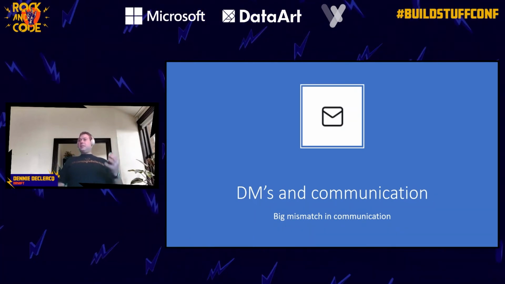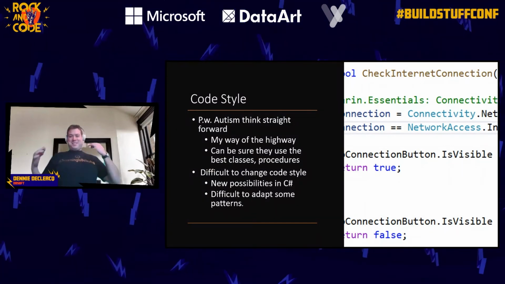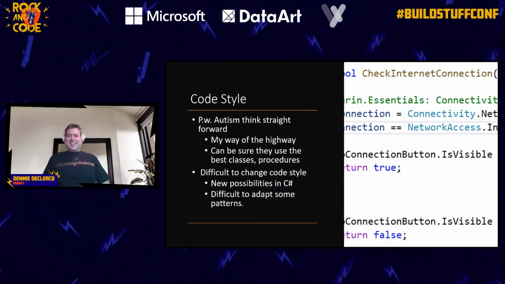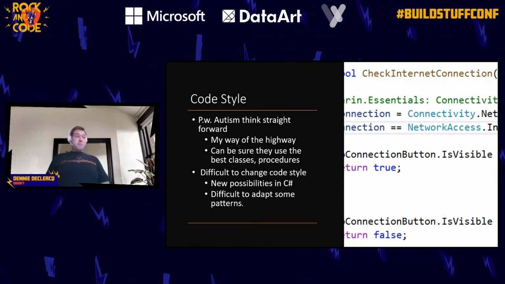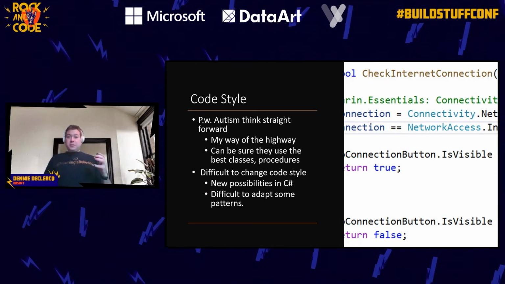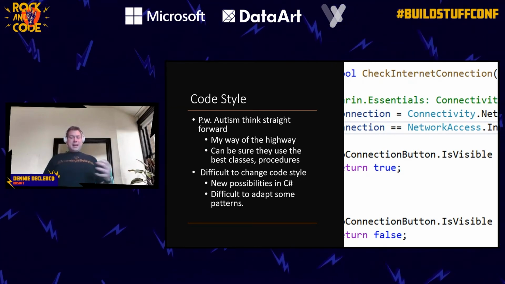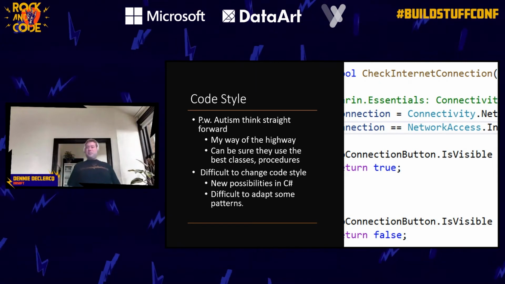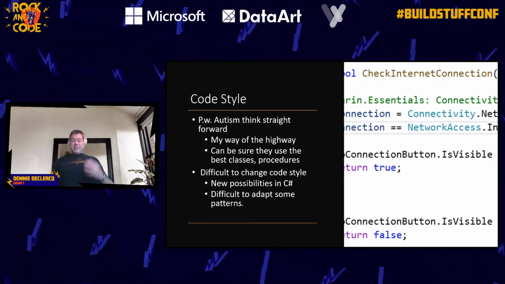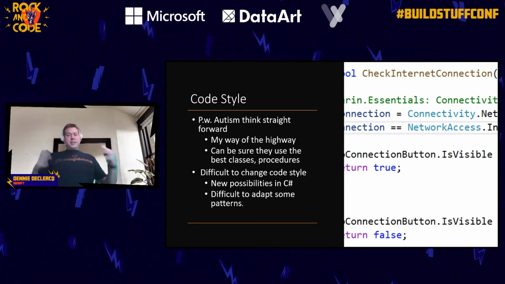As I said, we're going to talk a bit about C# because I'm a Microsoft MVP and I want to talk about C# coding. Most of the time, a person with autism thinks straightforward. What do I mean? If they think their way is the best way to code, sorry, it's their way or the highway. Maybe it sounds selfish, but it isn't in that way. It's in another way.